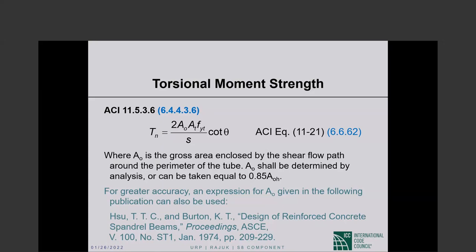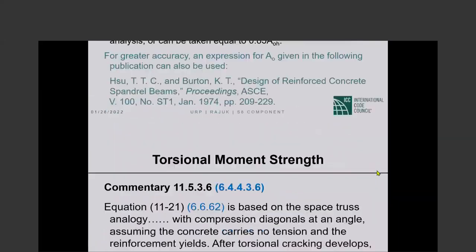A sub 0, this is important. A sub 0 shall be determined by analysis. That is an option available to you. But in design, we typically take it equal to 85% of A sub 0h, the area within, remember, the perimeter of the outermost closed torsional reinforcement. That is something we can figure out very easily. And 85% of that is typically taken as A sub 0. 318 allows us to do that. If you want to analytically determine the A sub 0, then we have given you a reference that will enable you to do that.